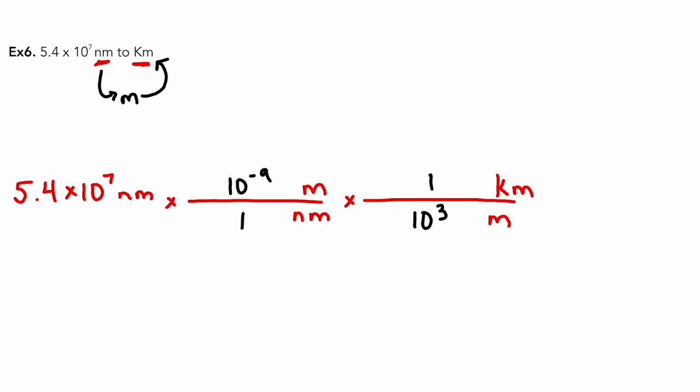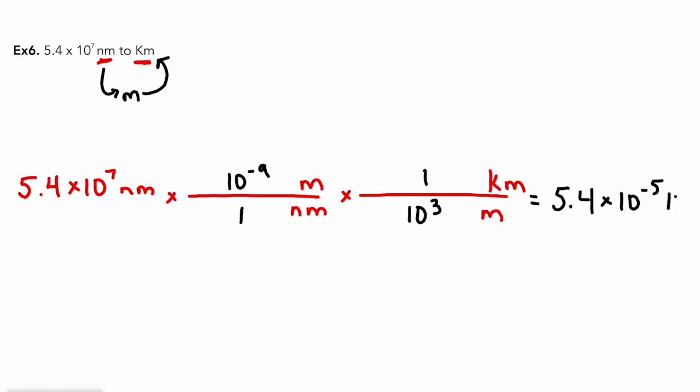5.4 times 10 to the 7th. I'm going to first multiply that by 10 to the negative 9th because it's in the numerator. And then I'm going to divide that by 10 to the third. And that gives me 10 to the negative 5th. 5.4, I'm just double checking my math, times 10 to the negative 5th. And my units are kilometers.